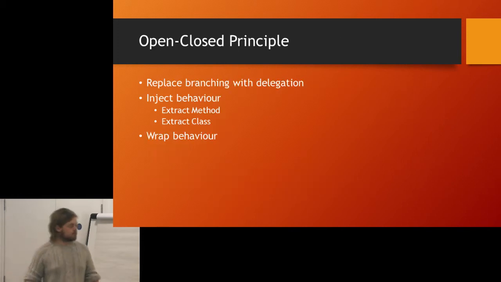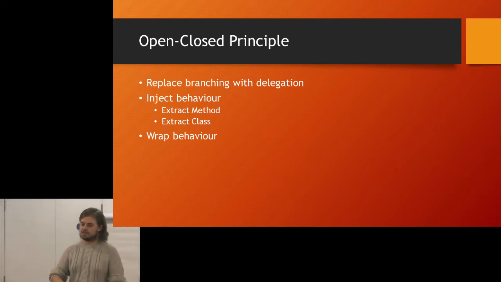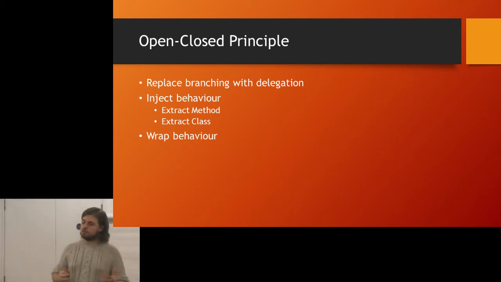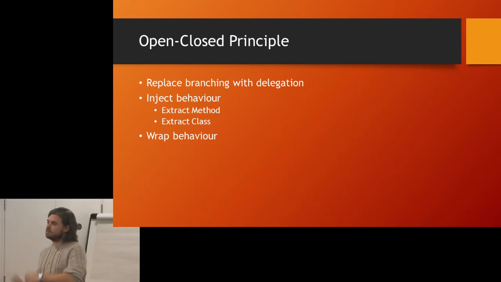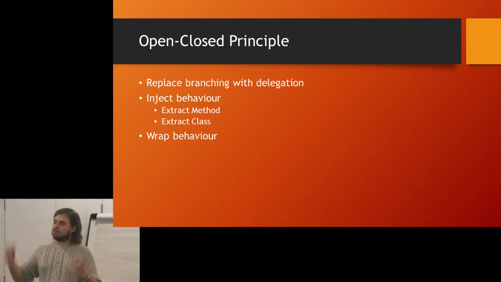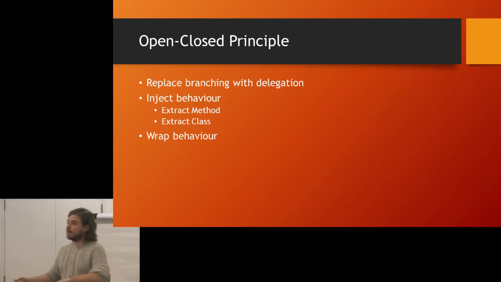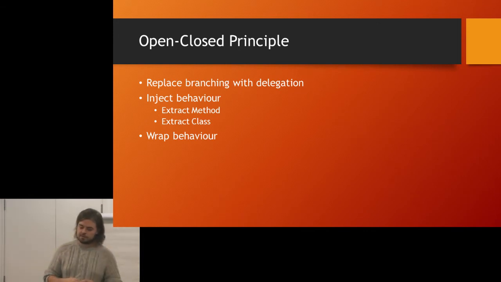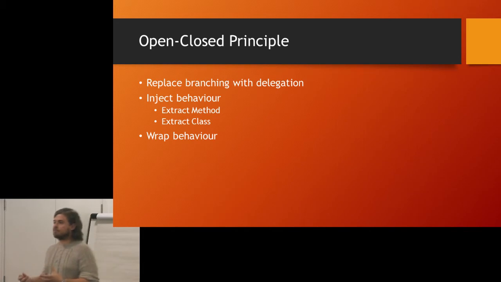So, the open-close principle. The open-close principle basically allows code to be extended without modifying the code itself. That's the sort of ultimate aim of it. A good refactoring that you can use to get towards the open-close principle is to replace branching with delegation. So if you've got a method that has if this, then do that, else do the other thing, then you can pull out those two methods into a separate thing and then inject that behavior through the method or through the class constructor.